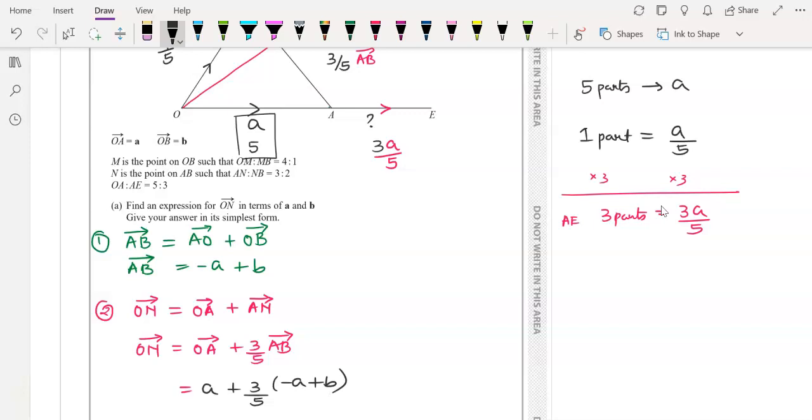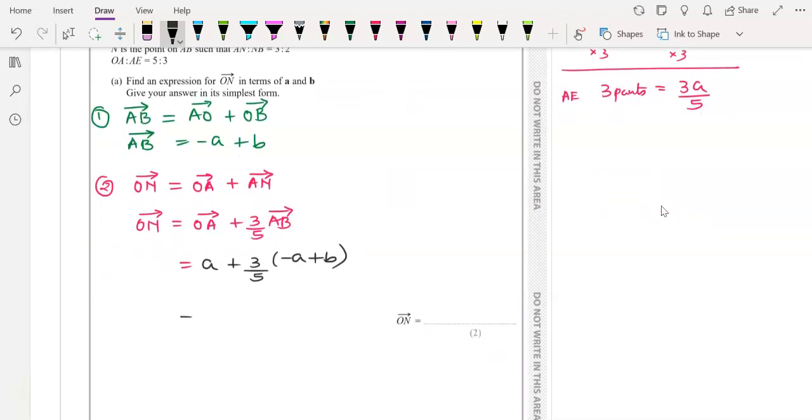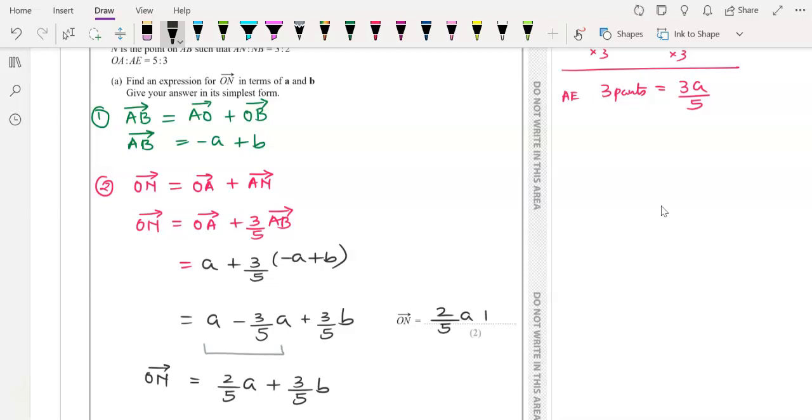So, when you simplify this, so you'll get A, 3/5 times minus A will give you minus 3 by 5A. 3/5 times B will give you 3 upon 5B. Now, you can combine these two. So 1 minus 3 by 5 will give me 2/5. So it is 2/5 of A plus 3/5 of B. Okay, that is the vector ON. So your final answer here, 2/5 of A plus 3/5 of B.